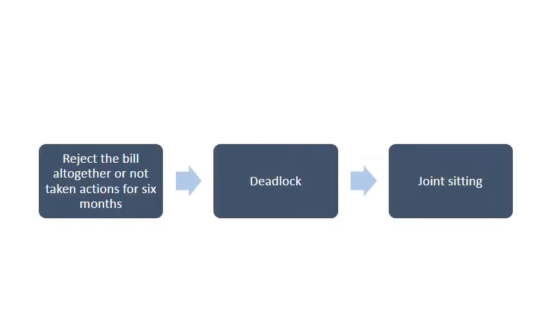The third alternative they have is rejecting the bill altogether. And the fourth one is withholding the bill without taking action for 6 months. Both the cases will lead to deadlock situation. To resolve deadlock situation, the President will summon a joint sitting. If in the joint sitting the bill gets majority votes, then it will be sent for presidential assent.